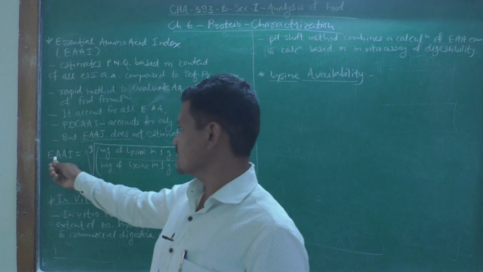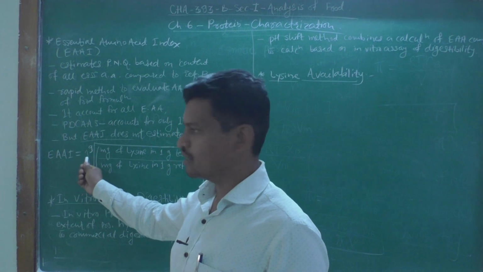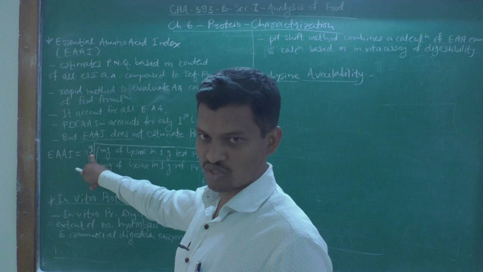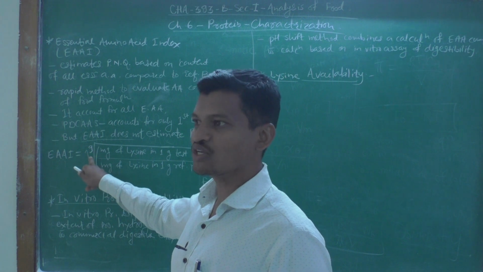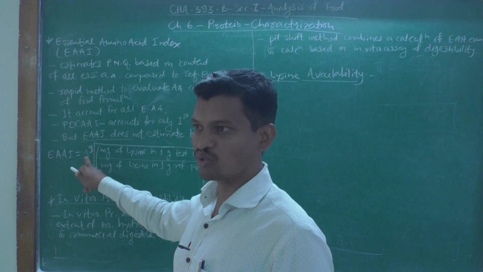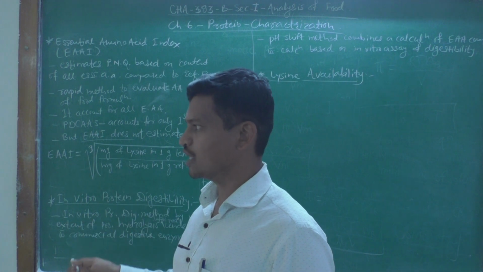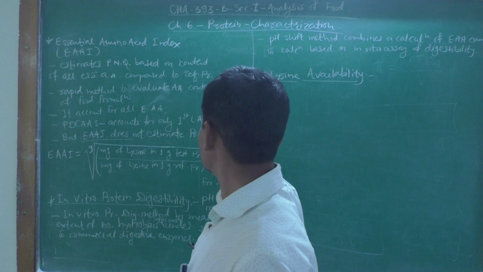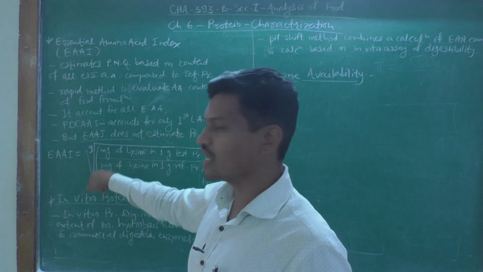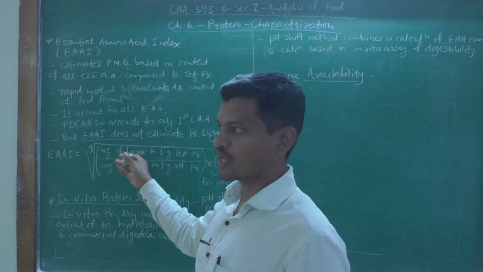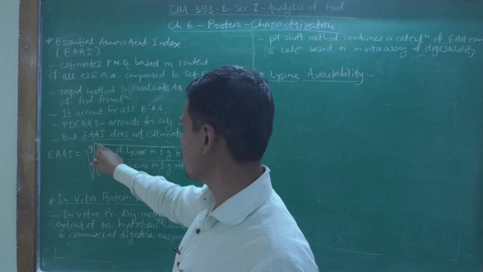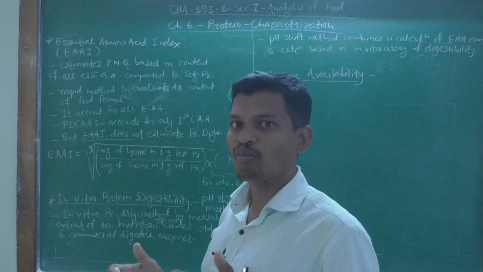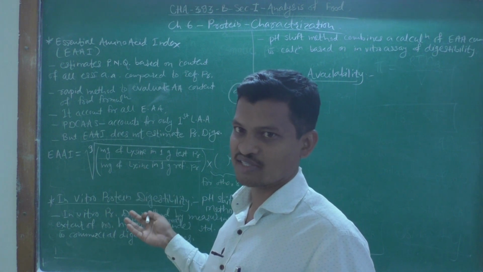So the essential amino acid index is calculated by using a formula. This is not a square root, this is a 9th root. Why is it a 9th root, and not a square root, cube root or 4th root? Because we know that essential amino acids are 9 in number, and hence this is a 9th root. For calculation, this is the 9th root of the data of all 9 essential amino acids.